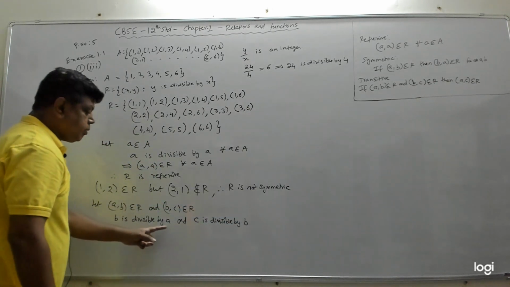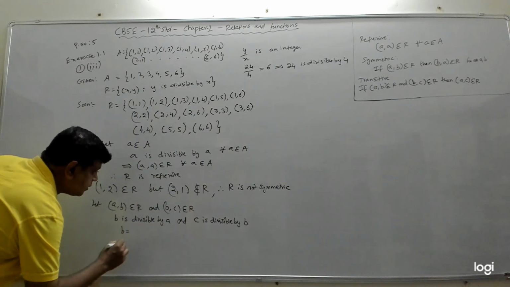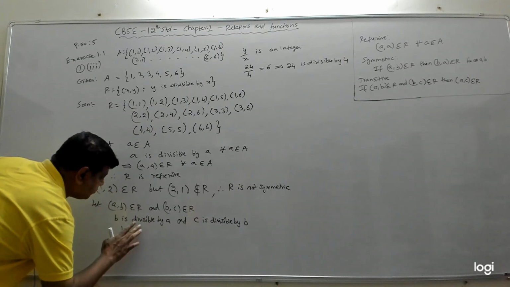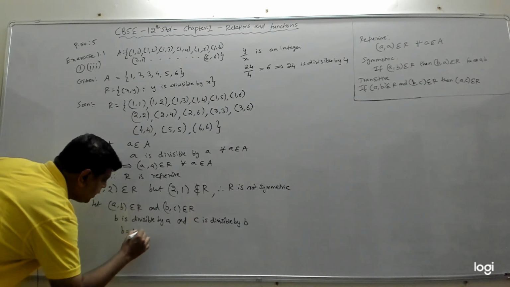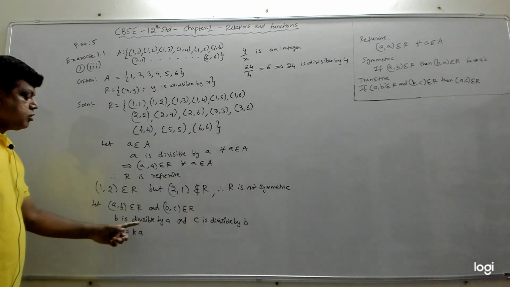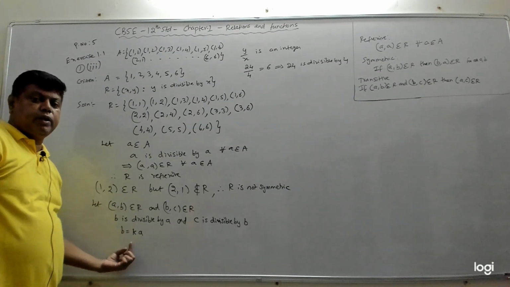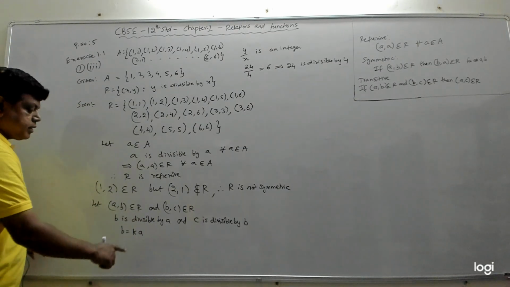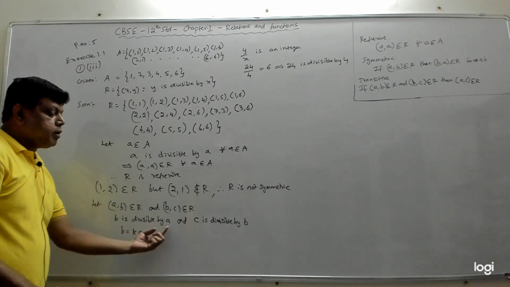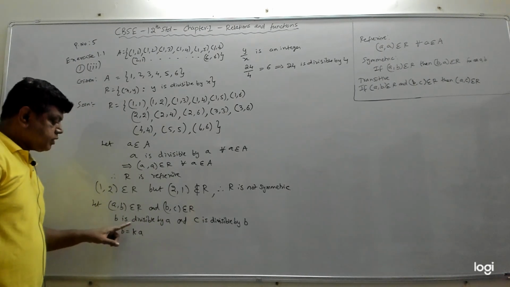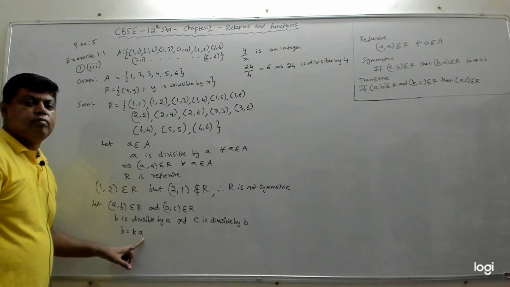Now B is divisible by A means what? B can be written as some K times A. B is a multiple of A, which means B is equal to K times A, where K is some integer. If I say 24 is divisible by 4, it means 24 can be written as 6 times 4, and 6 is an integer.